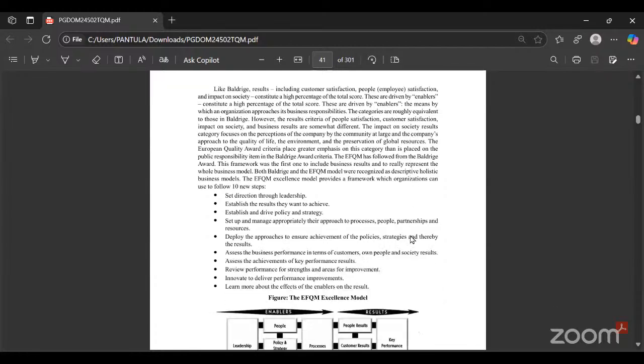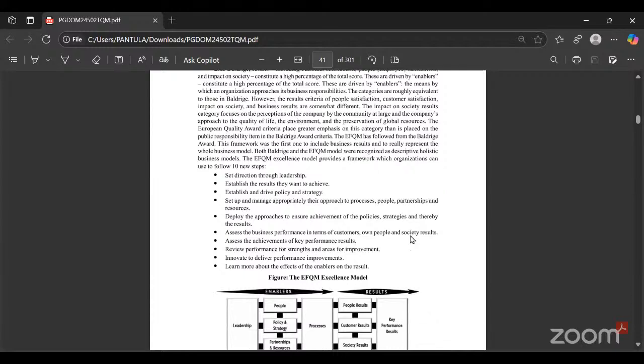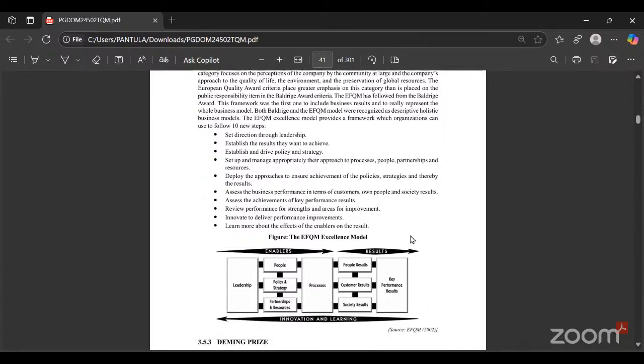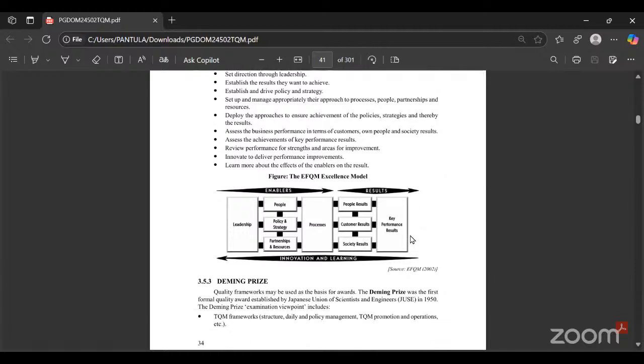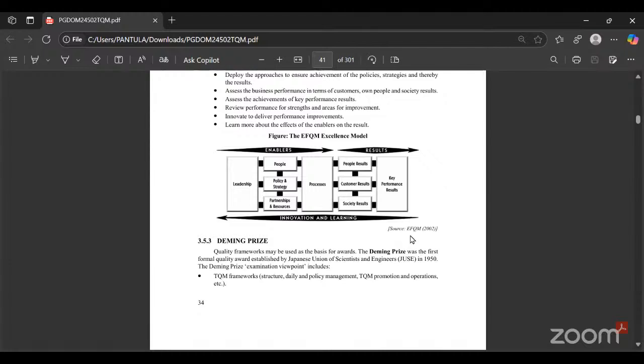So set direction through leadership, establish the results they want to achieve, establish and drive policy and strategy, manage appropriately their approach to process, people, partnership and resources, deploy the approach, ensure the achievement of the policy and strategy, thereby results. Assess the business performance in terms of customer, people and societal results, review the application and innovation to deliver performance. So learn more about this. You can see leadership, people, policy and strategies, partnership, process, people results, customer results, society results, and key performance results. These are the enablers and results.